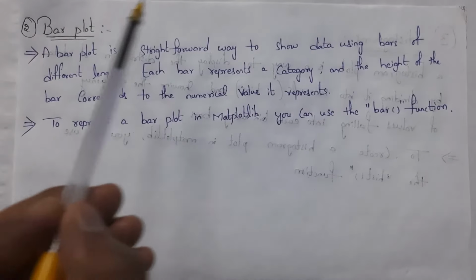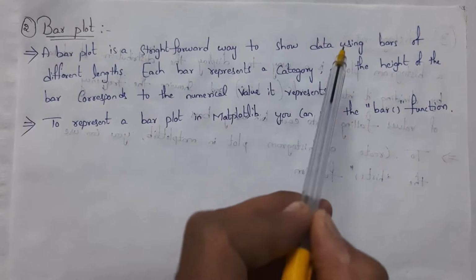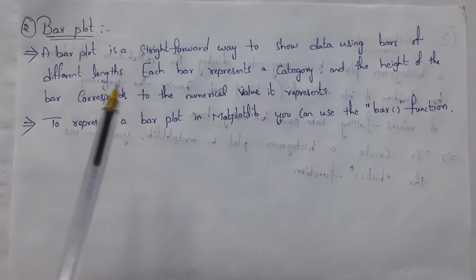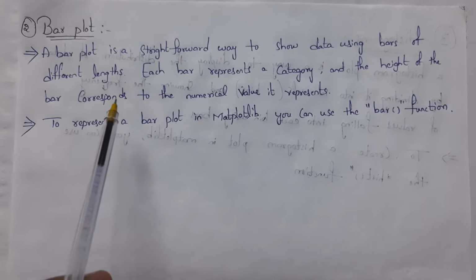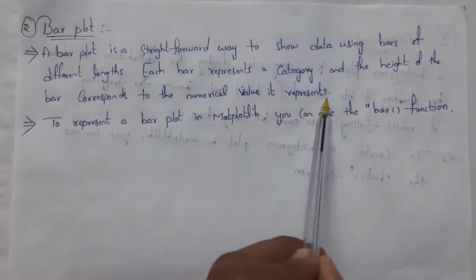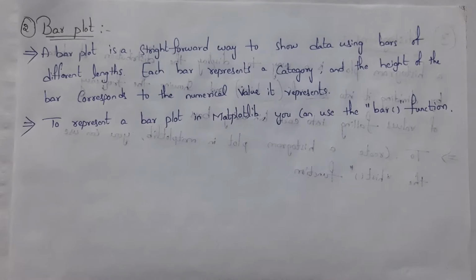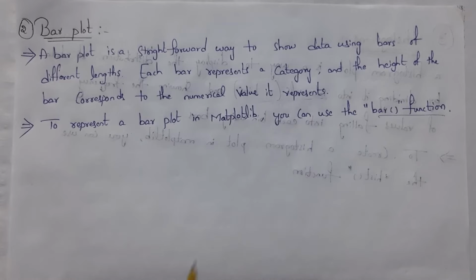A bar plot is a straightforward way to show data using bars of different lengths. Each bar represents a category and the height of the bar corresponds to the numerical value it represents. Guys, I will give one program so that you can clearly understand this definition. To represent a bar plot in Matplotlib, you can use the bar function. Previously in line plot, to draw line plots we used the plot function, whereas in order to draw bar plots, you need to use the bar function. I'll give one simple program.